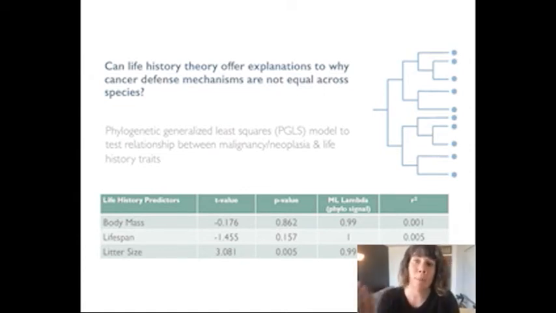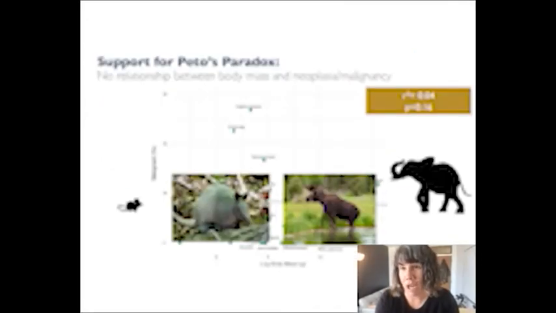And so let's look at the data. What we see here is we're just looking at malignancy, but we've also done it for neoplasia. So we have malignancy prevalence on the y-axis, and on the x-axis, we have our life history trait. For this one, we're looking at body mass. And again, we see this flat line. Bigger species are not getting more cancer in this data set. So we say, yes, this supports Peto's paradox, but it also supports life history theory, right?